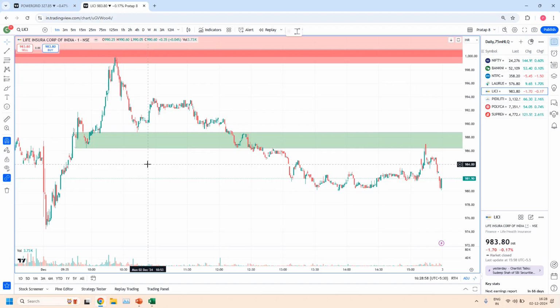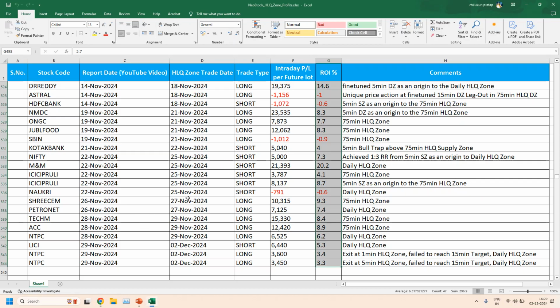So this is the power of our high liquidity zones concepts, you should understand. See how much profit you would have got from this. LIC gave you 6,440 rupees profit, which is 5.3% ROI. And moreover, the futures margin cost is less for LIC. It's around 1 lakh 10,000 or 20,000, less than 1 lakh 20,000.